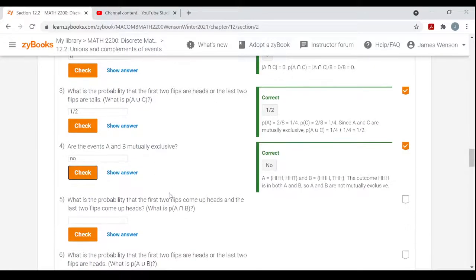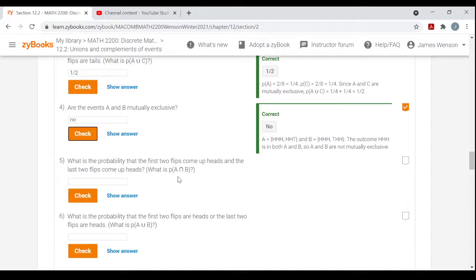Then what is the probability that they both happen at the same time? Well, again, there are 8 outcomes total. If both of these happen, if the first 2 flips are heads and the last 2 flips are heads, that's just the outcome heads, heads, heads. So there's one outcome in the intersection. So the probability of both of those occurring is 1 out of 8.